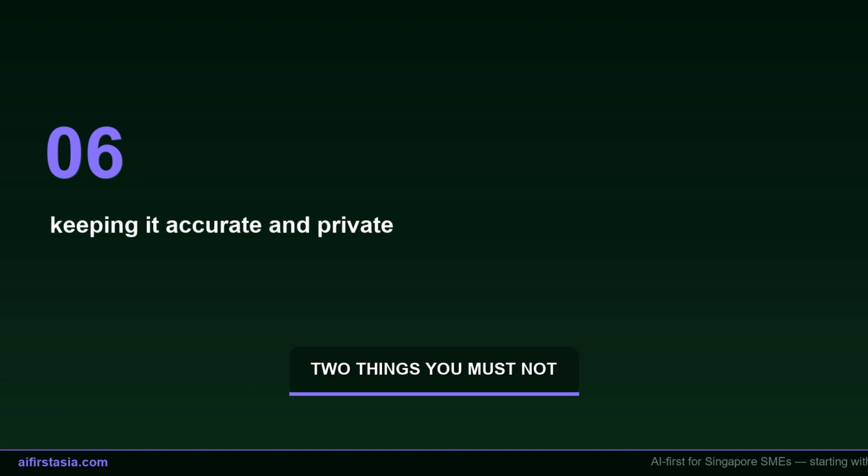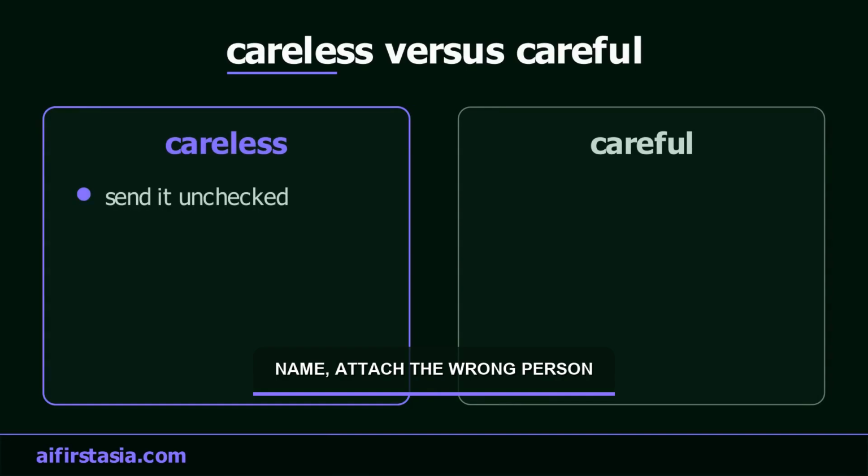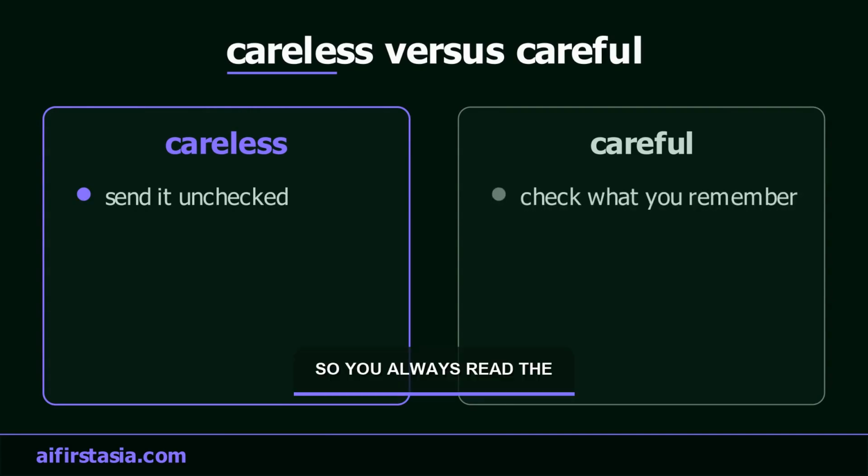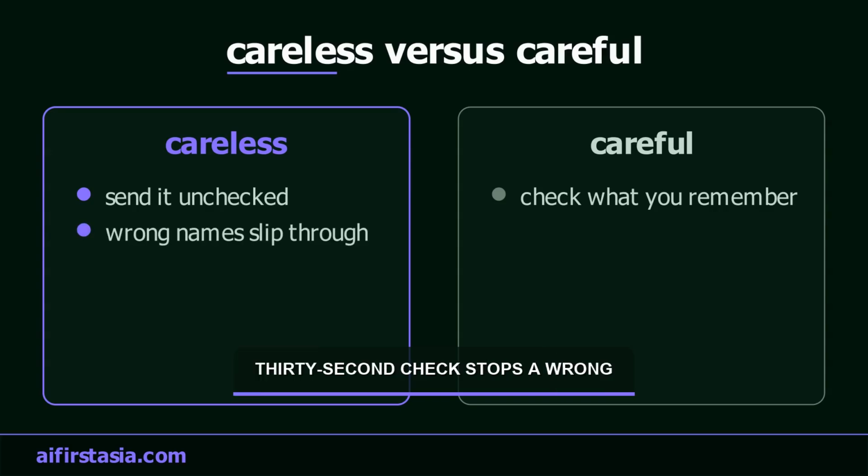Now 2 things you must not skip, because this is where it goes right or wrong. The first is accuracy. An AI can mishear a name, attach the wrong person to a task, or invent a deadline that was never actually agreed. So you always read the list against what you remember before you send it. This is quick because you were in the meeting, and a 30-second check stops a wrong action item from going out with your name on it.